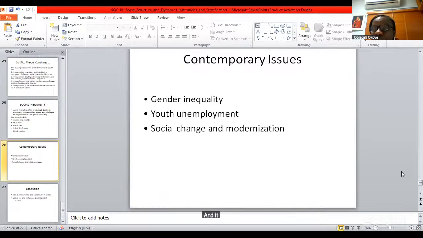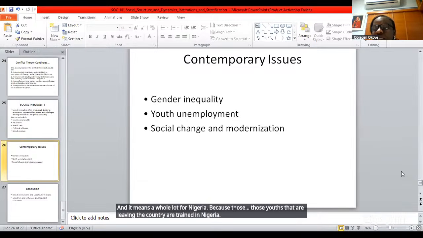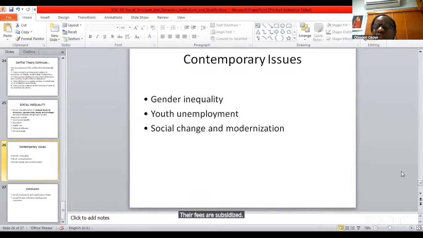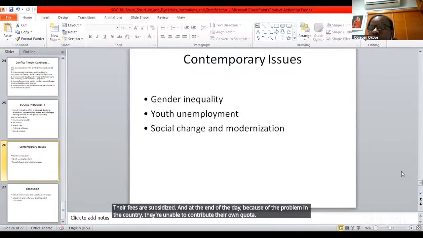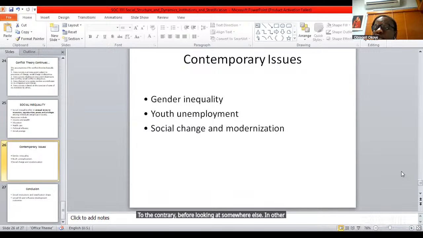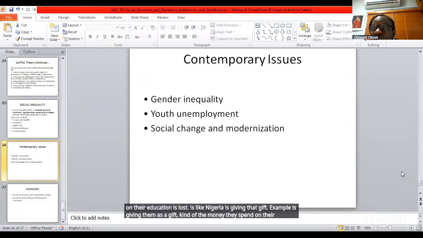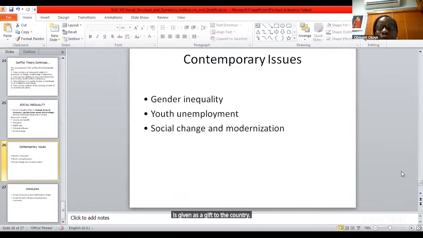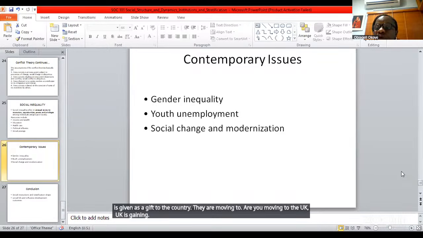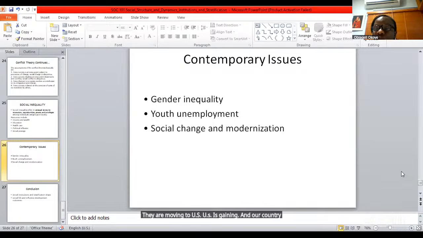And it means a whole lot for Nigeria, because those youths that are leaving the country are trained in Nigeria. Their fees are subsidized. And at the end of the day, because of the problem in the country, they are unable to contribute their own quota to the country before looking somewhere else. In other words, when they leave the country, Nigeria is losing money. All the money that has been spent on their education is lost. It's like Nigeria is giving it as a gift to the country they are moving to. They are moving to the UK, the UK is gaining. They are moving to the US, the US is gaining. And our country is losing. Okay? And that's a big problem.